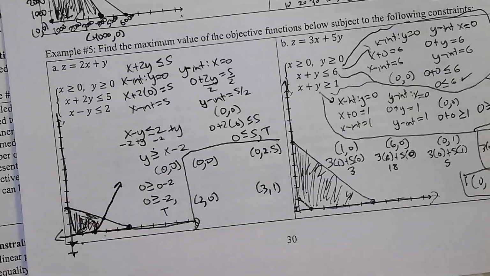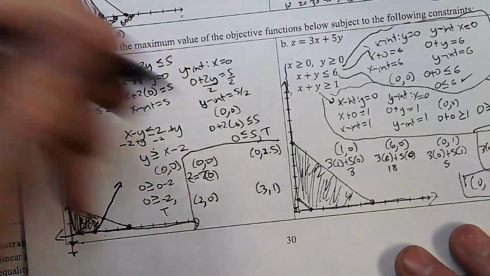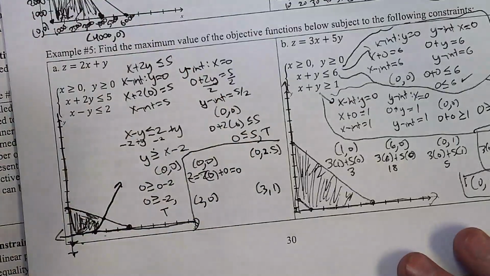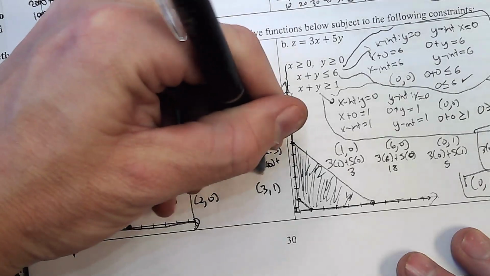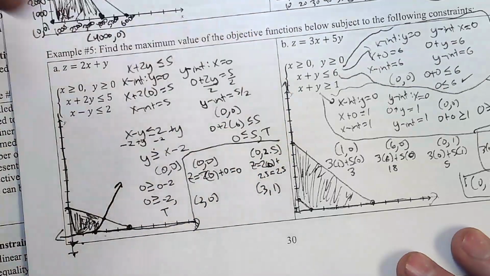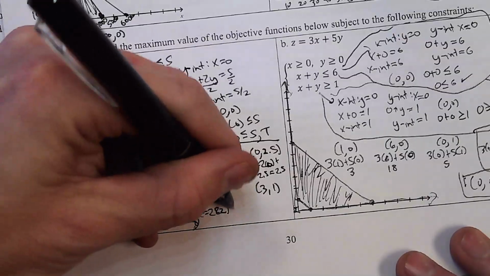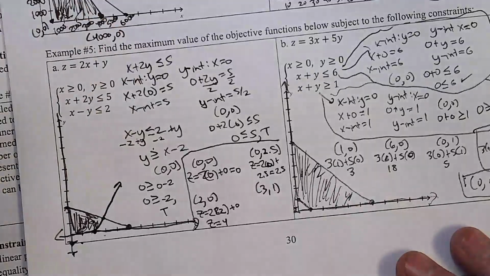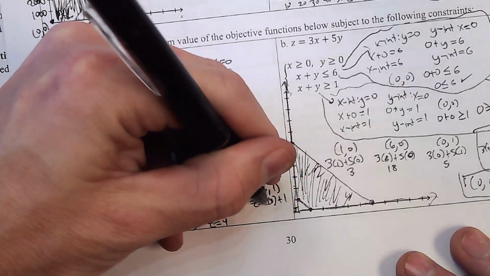And what do we do with those points? I don't think it's hard. Plug them into the objective function. So z equals 2 times 0 plus 0, so that's 0. Z equals 2 times 0 plus 2.5, which is 2.5. Z equals 2 times 2 plus 0, so Z equals 4. And then Z equals, I'm just doing this quickly, 2 times 3 plus 1, which is 6, which is 7.